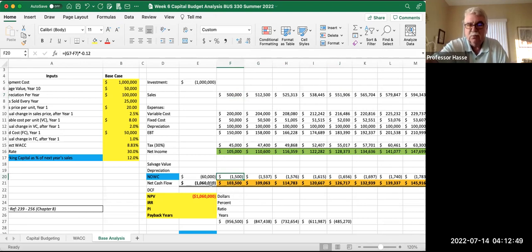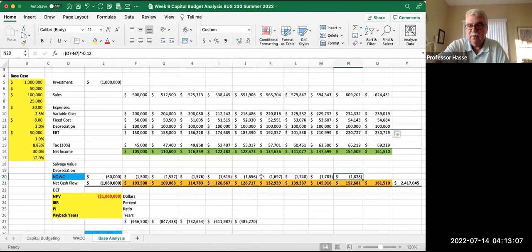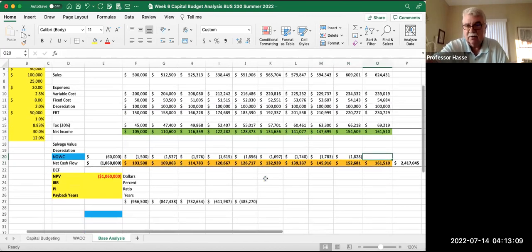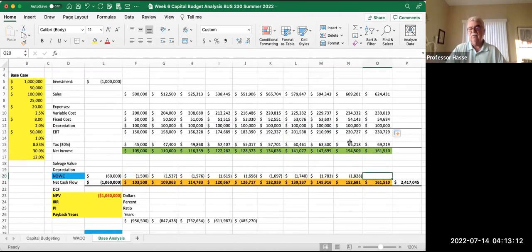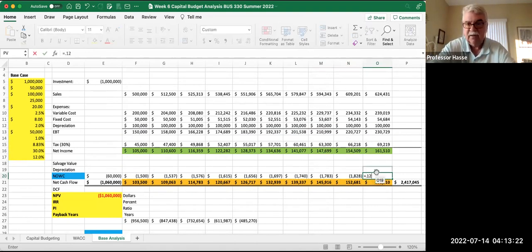So at the end of year 1, we have accumulated $61,500 of working capital cash flow, which is 12% of the next year's sale. So this continues on every year throughout the life of the project. But then when we get to year 10, the last year, there's no more revenue. Financially speaking, the project is over. So what we have to do now is take 12% of the final year's revenue, 624,431.